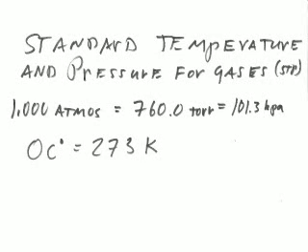Which brings us to STP, what is known as standard temperature and pressure for gases. Well, we got a pressure, 1 atmosphere. That's equal to 760.0 torr, equals 101.3 kilopascals. We need a temperature. Well, we got one. 0 degrees Celsius equals 273 Kelvin. Anytime you see a capital STP in a gas law problem, they're referring to standard temperature and pressure for gases.